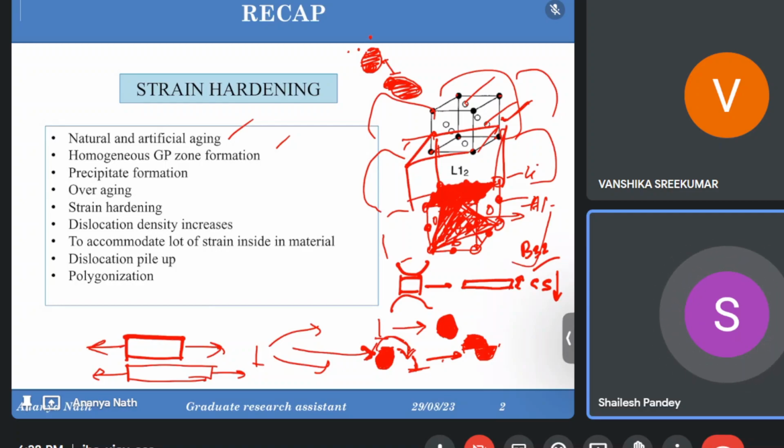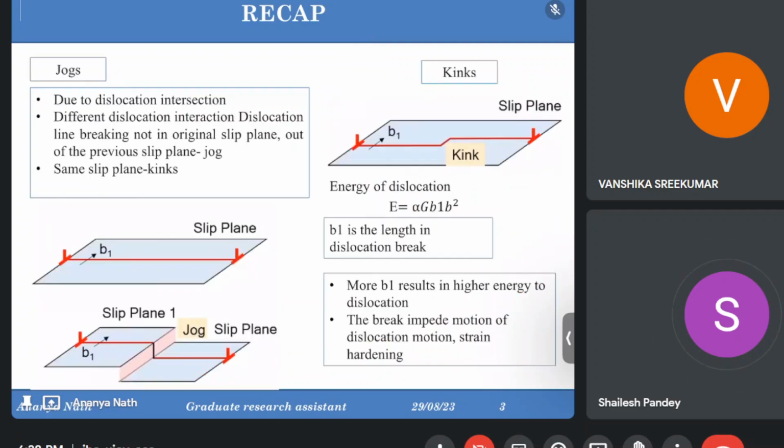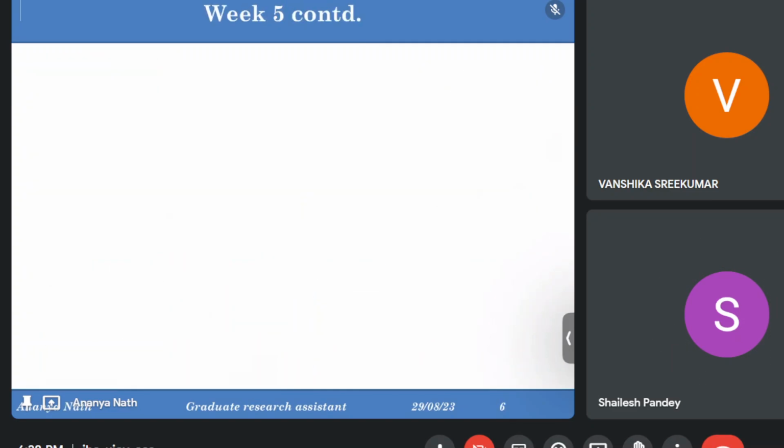Accommodation of the strain means what do you mean to say? Okay, so accommodation means, just one minute. I have a sample of this, and I'm pulling it from both sides. It means I am giving some strain, or I am applying a force of F. So the result will be this after some time.